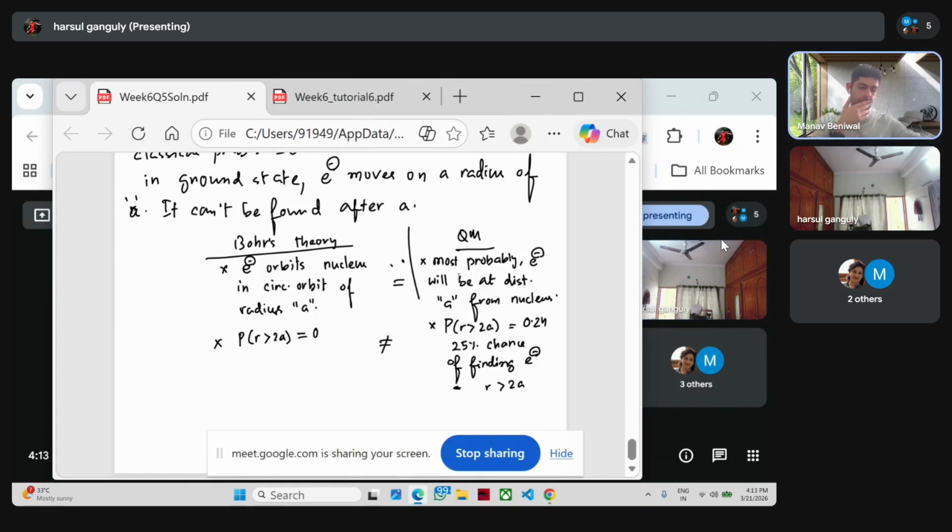So, to understand this, let me give you an analogy. Quantum mechanically, let's consider another system. Let's say we have a potential well.